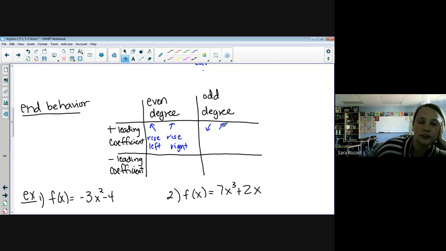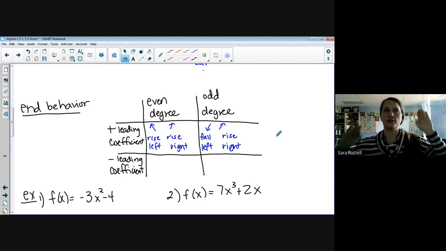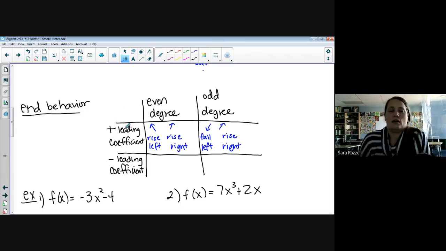For odd, it's a little different. The first one's going down, so we use the word fall. So we say fall to the left. The second arrow is going up. So that would be rising to the right. The right arrow is rising, left arrow is falling. Does the vocabulary make sense there? Left, right is which arrow it is. Rise, fall is up and down. Okay. So that's if our leading coefficient was positive. That's the arrows that you'll use. That's how you'll know how to draw your graph, if it's up, if it's down, whatever.